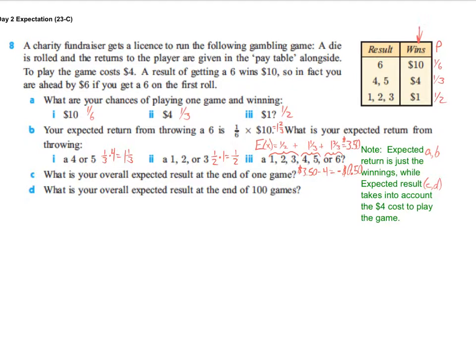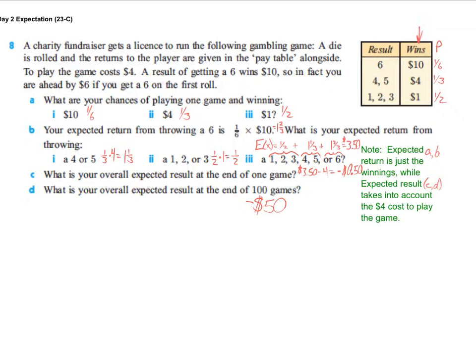So you're going to lose an average of 50 cents every time you play. So after 100 games, you can expect what? To lose $50. So you can expect to lose $50. That makes sense.